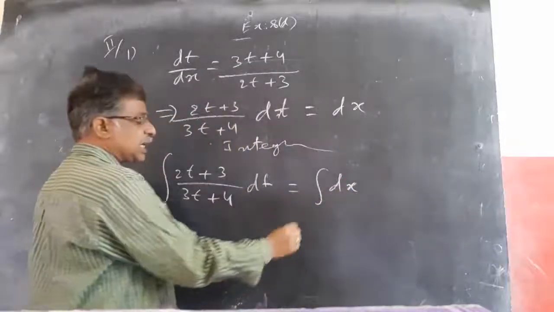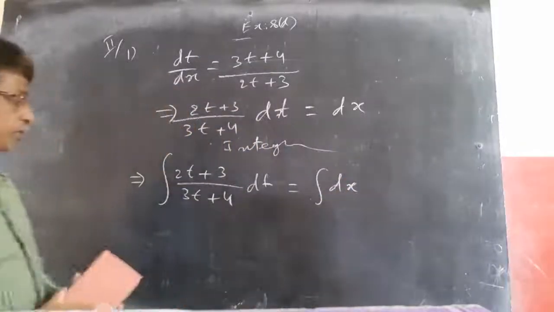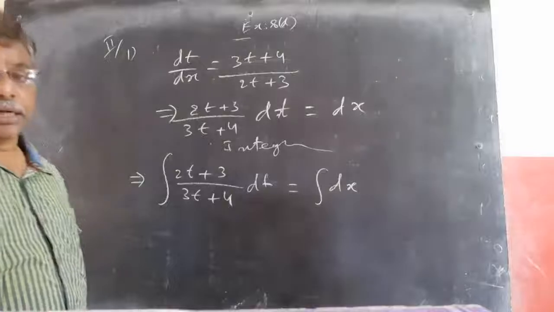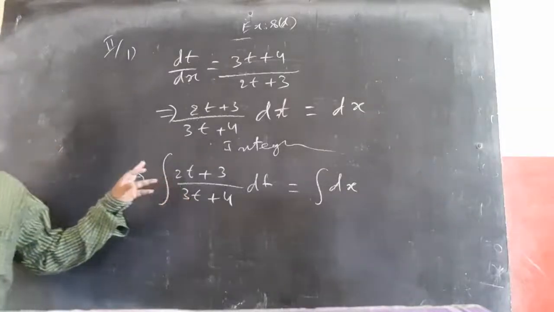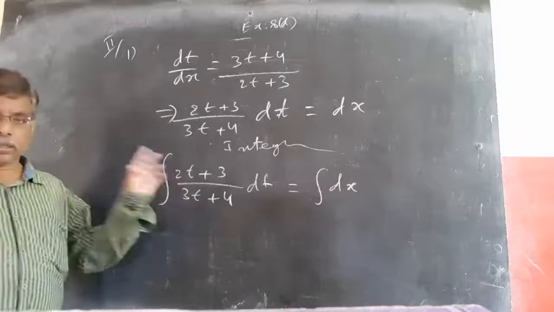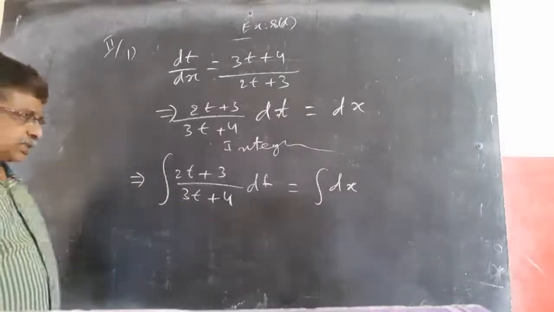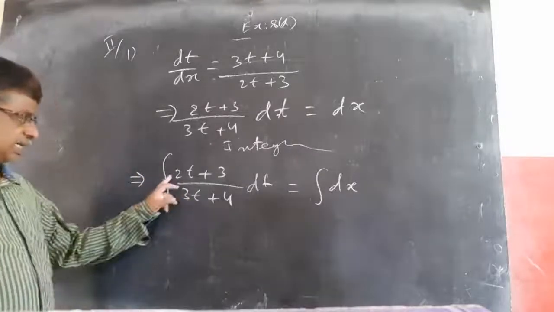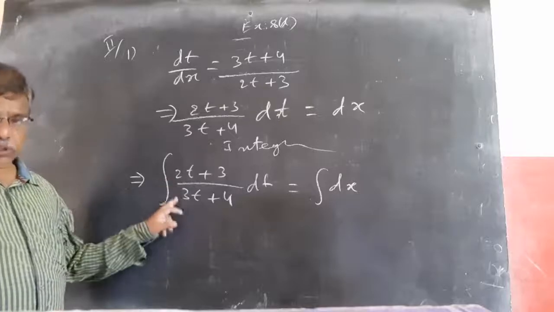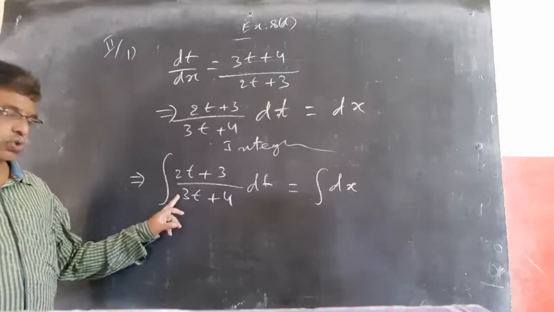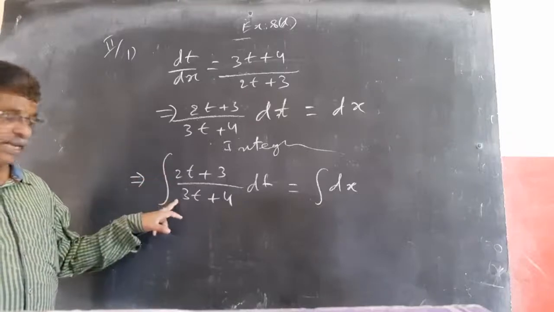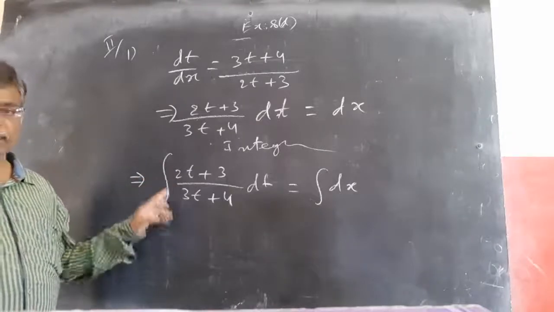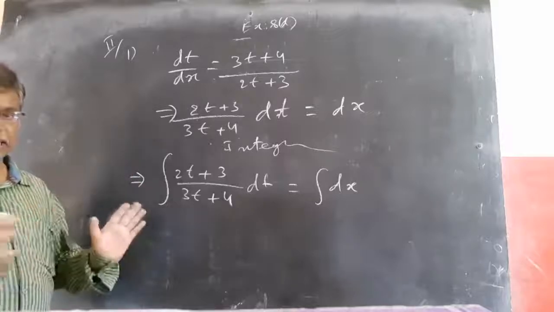This part, integral of dx is x, very simple. But what about this? How to integrate this part? We already did integration. How to integrate this? Can you say? There are two methods for integrating this. One is logically take the LCM of these two. 2 and 3 LCM is 6. So if I multiply numerator with 3, denominator with 2, then both I will get 6t plus something, so that I can split.